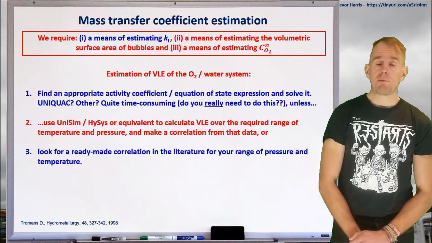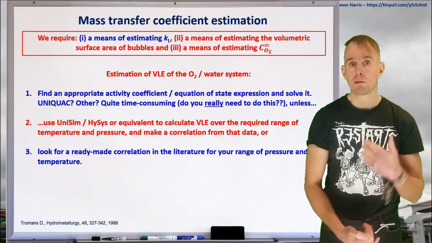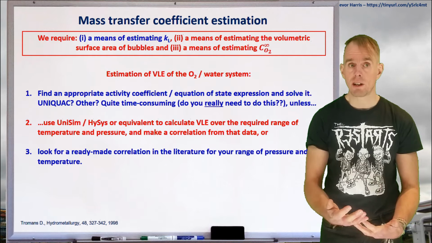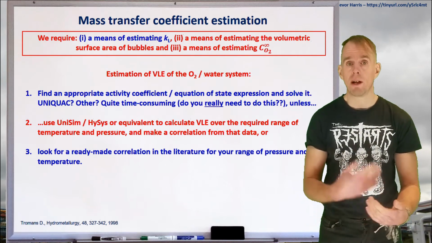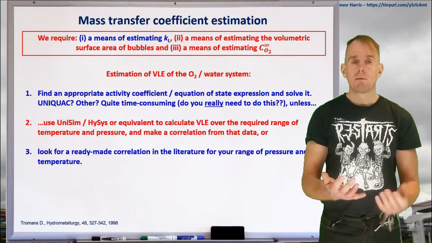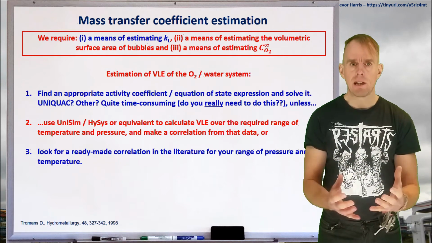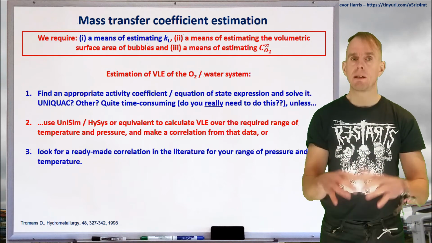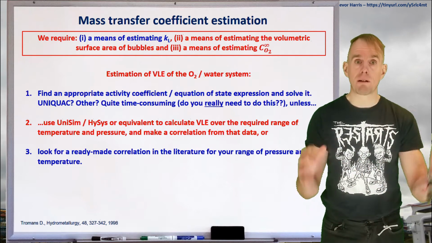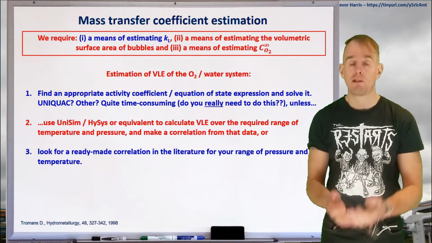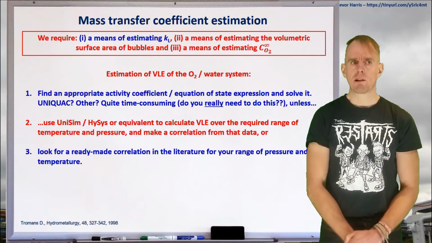Now, we could think about doing this in a number of different ways. We could do this from first principles. We could find an appropriate activity coefficient model or an equation of state and solve it. You might end up having to use something like UNIQUAC or NRTL, but don't reinvent the wheel. There are many things that already have these activity coefficient models, these equations of state built into them, with numerical solvers to give you an answer, and also with all the parameters that the equations need to be solved for a particular chemical species. So think about your process simulator.